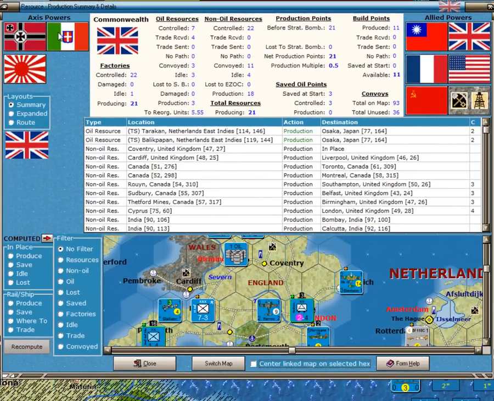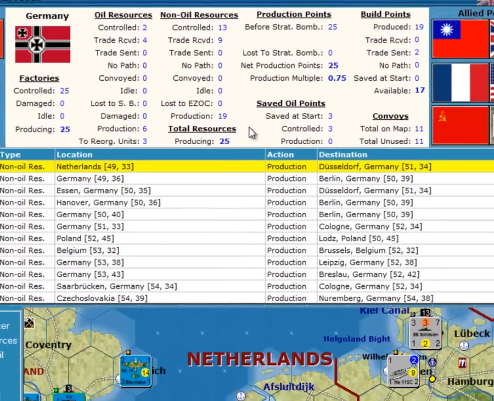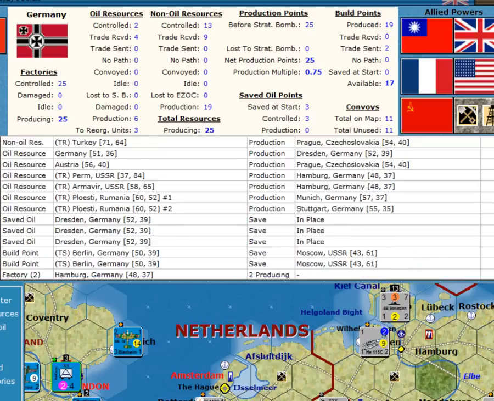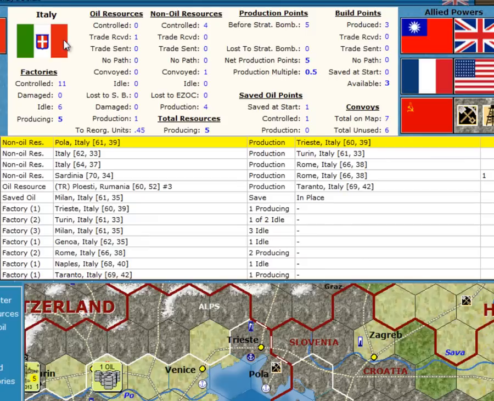You've got flags on the left for the Axis and flags on the right for the Allies. And if you click on these, it changes which major power is being presented. So Germany has this many factories producing, this many resources producing, and here are the actual lists of resources. If we scan down, underneath the resources are the factories themselves. Let's take a look at Italy, and I'll go through this summary form in detail.